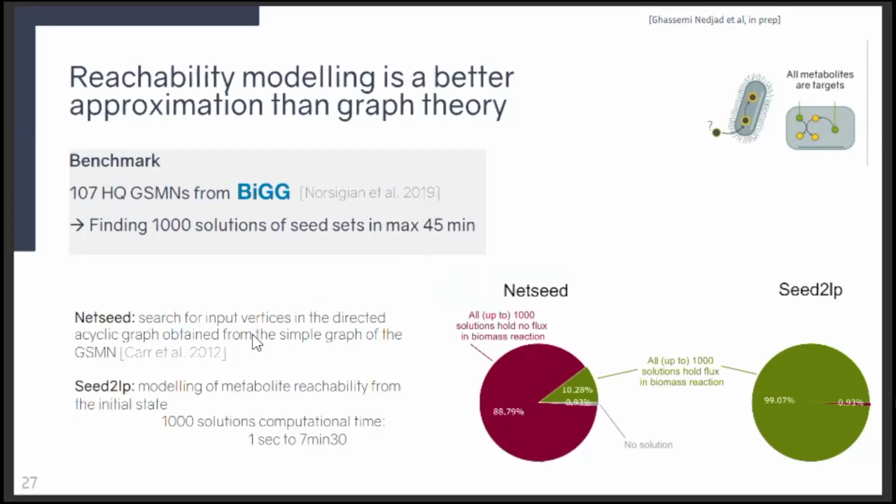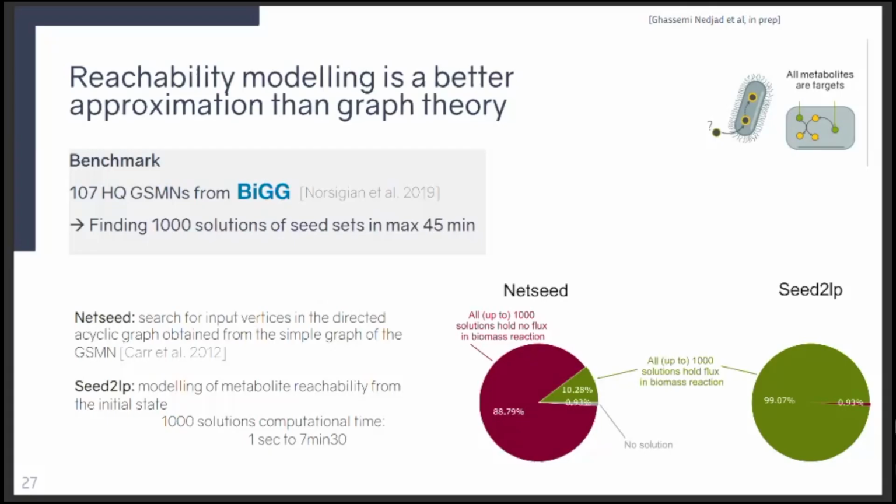And what we considered ground truth is whether the set of seeds that we obtained were ensuring flux balance analysis in steady state and flux in the biomass reaction in the 107 high-quality models that we retrieved from our database. Our goal was to find 1,000 solutions for each network in less than 45 minutes. So you can see here that for the structural tool, it doesn't work at all. Well, it works for 10% of the networks. As using a simple model that is not quantitative, but applying then afterwards a quantitative model, it works pretty well. We are able to find seeds that satisfy steady state assumption.